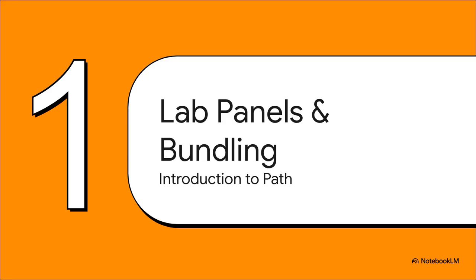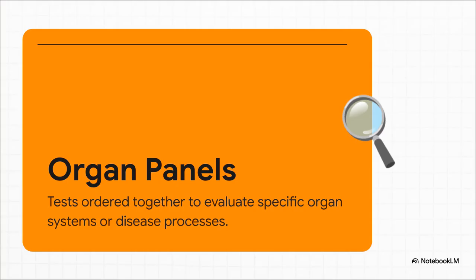All right, Section 1, Introduction to Path and Lab, and Section 2, Lab Panels and Bundling Traps. The golden rule for organ and disease-oriented panels is strict. A panel is a defined set of tests. This logic heavily applies to evocative and suppression testing, which measures the dynamic response of endocrine glands. Remember, evocative panel codes cover only the lab assays. Physicians' E&M services and IV administration must be reported separately.